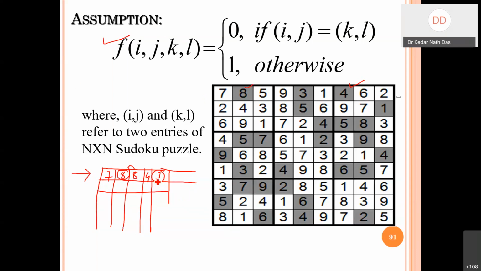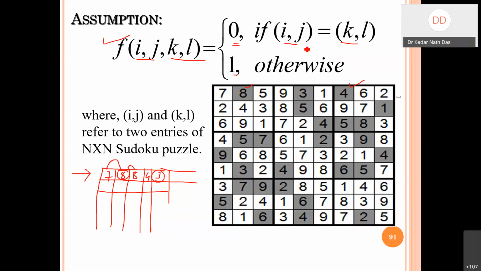So arbitrary field all the values from 1 to 9 without considering whether there is a repetition or not. Now, Ij is one cell, Kl is another cell. I am going to compare this one cell to the other cell, and the function contribution is either 0 or 1. 7 is now compared with 8. So Ij is now compared with Kl. If they are equal, then the function value is going to be 0. The contribution of the function is 0.